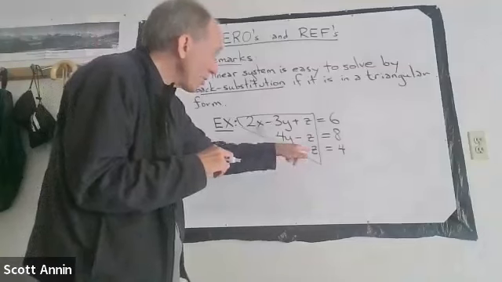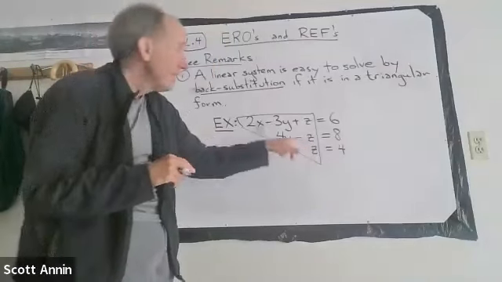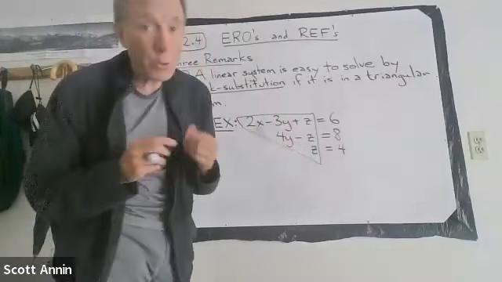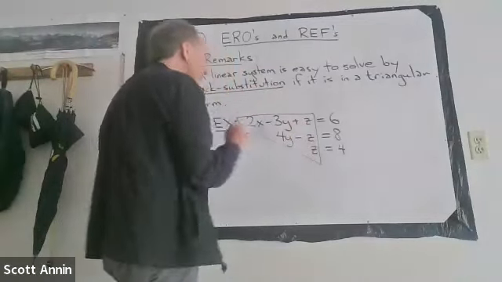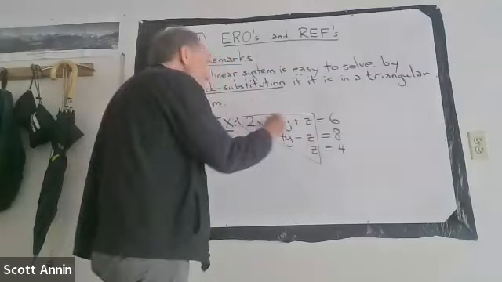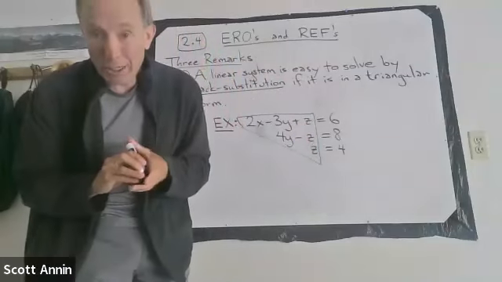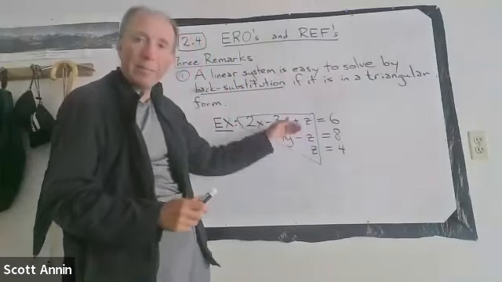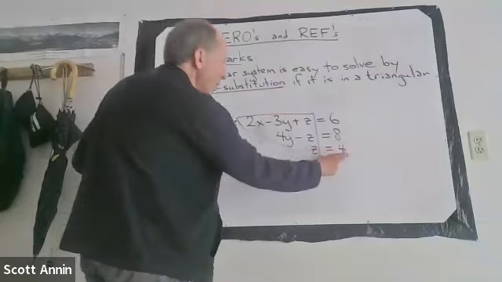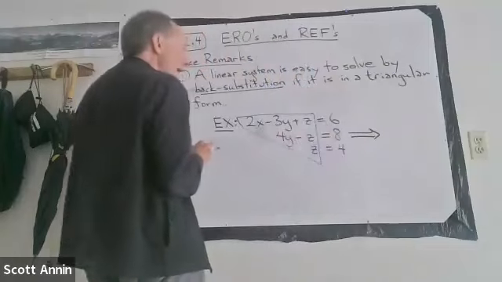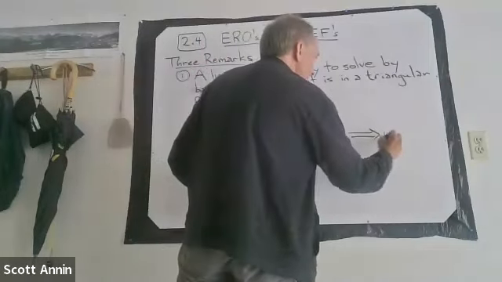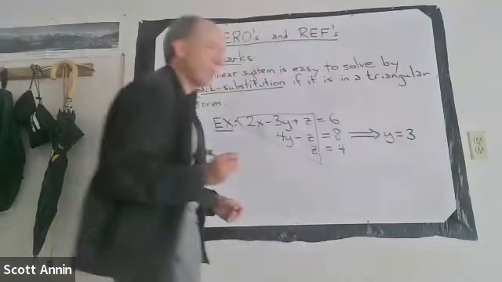The last equation only has z in it. The equation before that only has y and z in it. And the equation before that has all three variables in it. But I can work from the bottom up to the top. So if I know that z is equal to 4, and I plug that in over here, you can very quickly solve for y. It turns out that y is equal to 3, right?